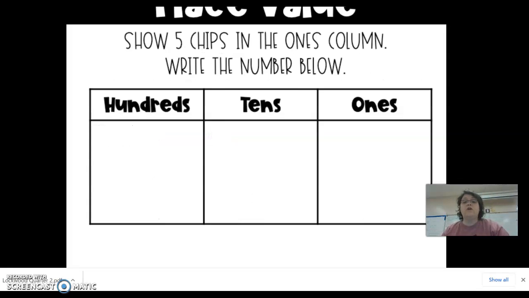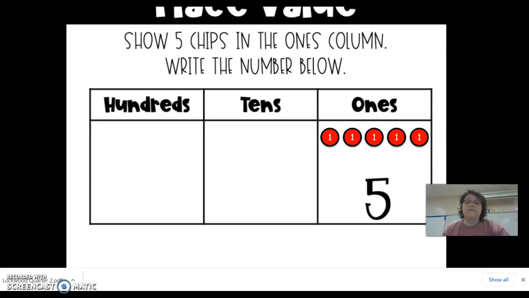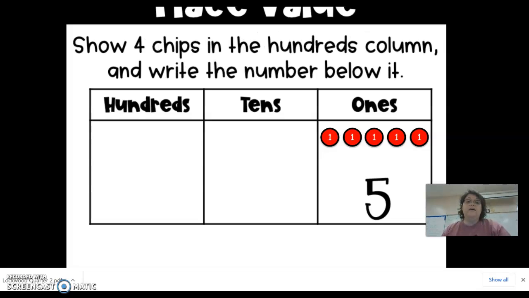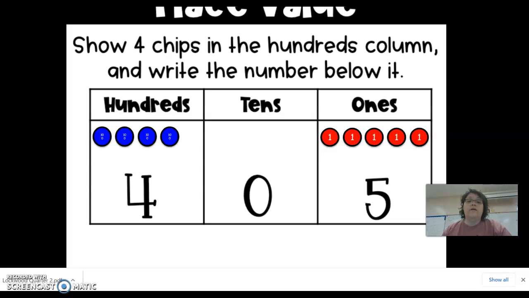All right, now we're going to start with 5 in the ones place. Redraw your new chart, please. Push pause and catch up. All right, show 4 chips in the hundreds column. All right, so write down 405. How do you say it the say tens way? 400, 0 tens, 5 ones.